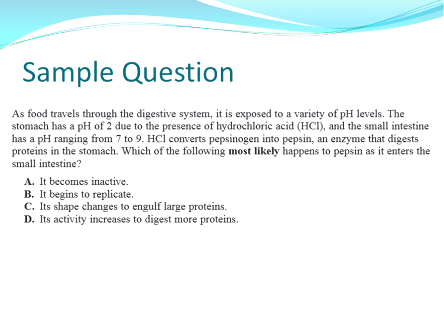HCl, which is hydrochloric acid, converts pepsinogen into pepsin, an enzyme that digests proteins in the stomach. So the question is, which of the following most likely happens to the enzyme pepsin as it enters the small intestine? So as it goes from a pH of 2 to a pH of 7 to 9, what do you think is going to happen? So try for the poll, A, B, C, or D.